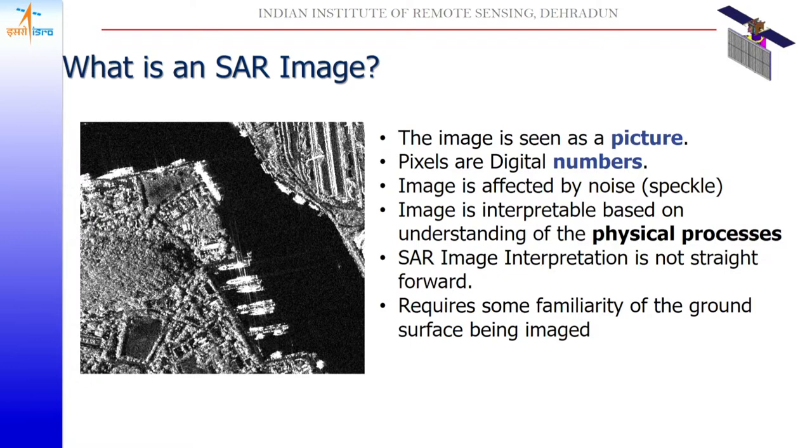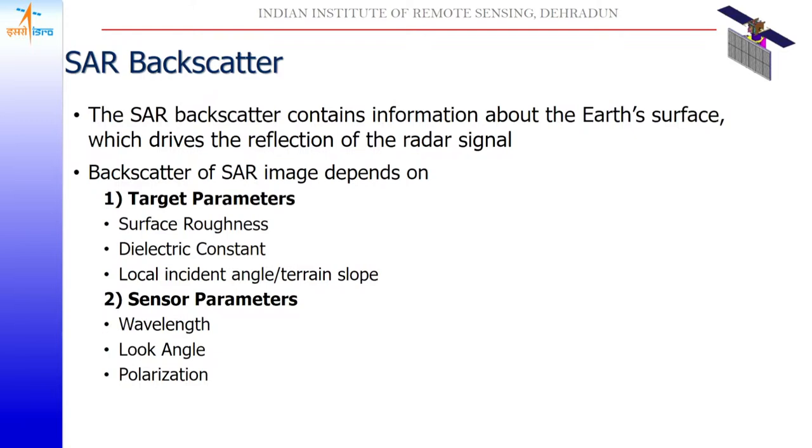But in the microwave region in the SAR, we have the backscatter energy. It means SAR is sending some signal, it interacts with the earth surface and scattering happens, and this backscatter energy comes back towards the SAR. So the SAR backscatter contains information about the earth surface from the reflection of the radar signal. When the SAR signal interacts with the earth surface and some of the energy comes back towards the SAR, that energy is called the SAR backscatter.